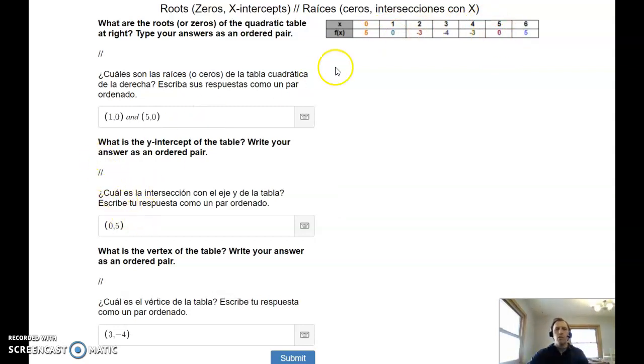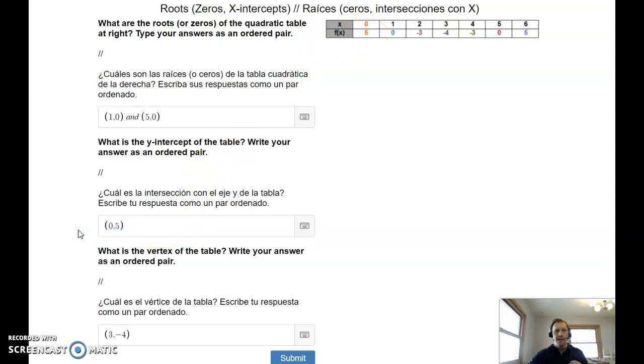All right. So what's the y-intercept? Well, just like our linear equations, when we find our x value is 0, whatever we get back for our function value, that's our y-intercept. That's where it crosses the y-axis. And so in this one, we can see when we plug in 0, we get back a 5. And so that's our y-intercept.